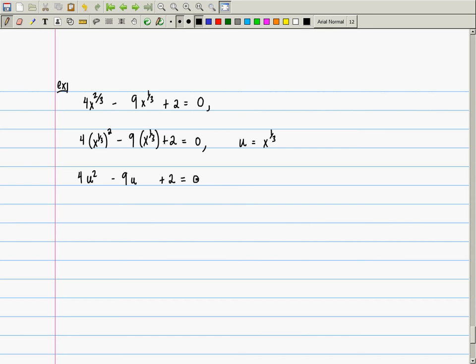Now we need to factor it, right? But this is sort of not convenient. How shall we factor it? You might wonder, should it be 4u and u, or on the alternative, it could be 2u and another 2u, like so.